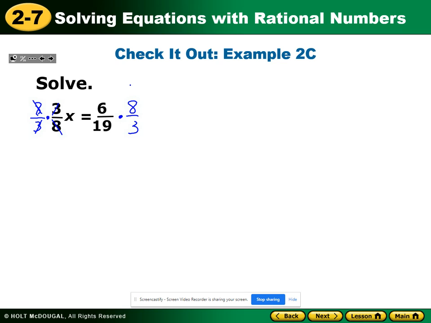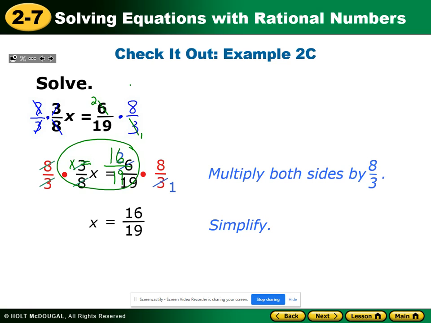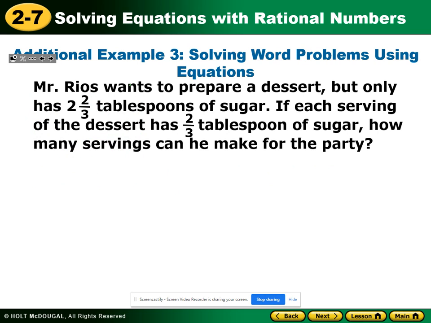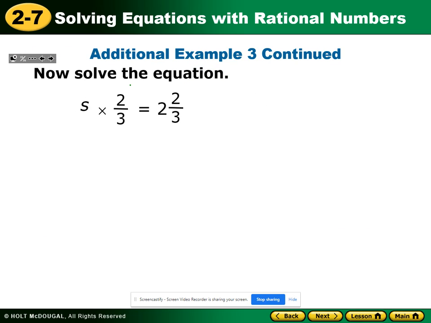8/3. I would like to reduce beforehand. Divide by 3. Divide by 3, that makes a 2. That makes a 1. 2 times 8 is 16. 19 times 1 is 19. X equals 19. Multiply both sides by 3/8. They did that. They simplified and got 16/19. Now they're going to throw a word problem in there. Let's go ahead and get to the setup. I'm sorry, they'll show it at the top of the next page.